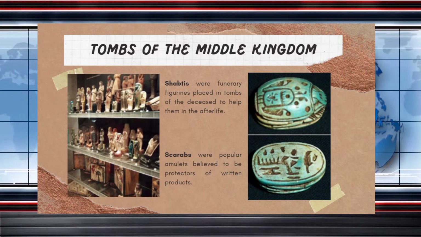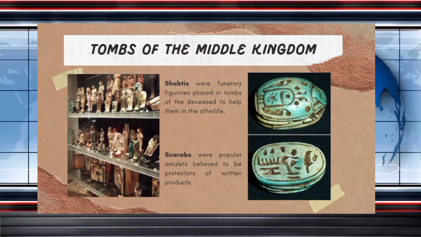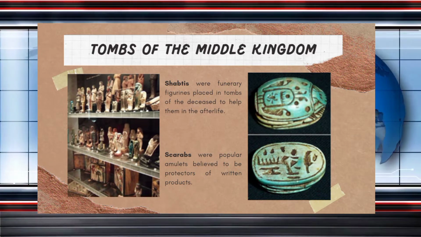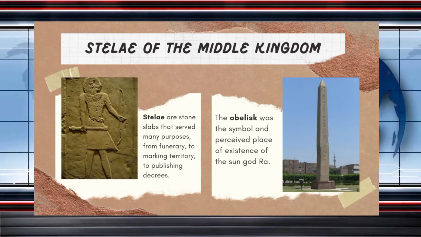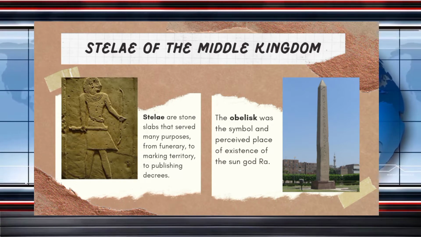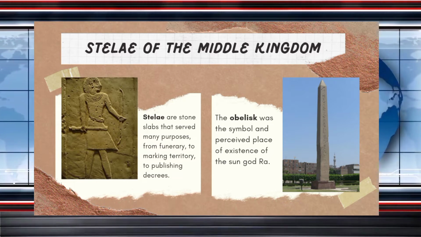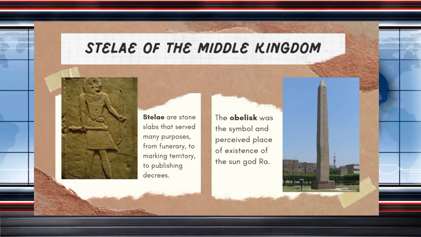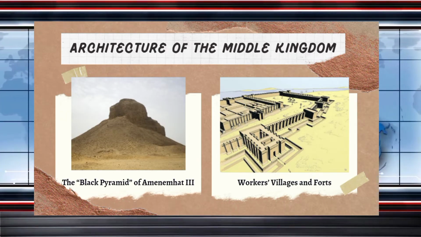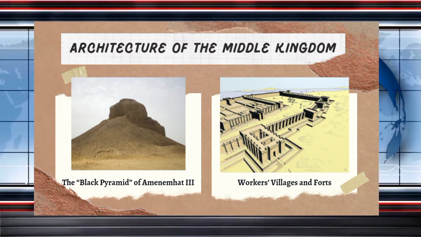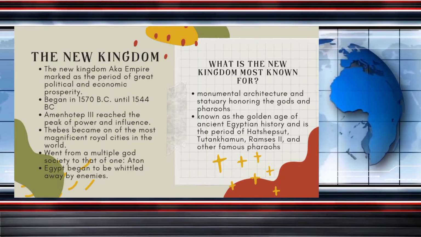Shabtis were funerary figurines placed in tombs of the deceased to help them in the afterlife. Scarabs were popular amulets believed to be protectors. Stelae of the Middle Kingdom. Stelae are stone slabs that served many purposes, from funerary to marking territory and publishing decrees. The obelisk was the symbol and perceived place of existence of the sun god Ra. Architecture of the Middle Kingdom. The Black Pyramid of Amenemhat III, workers' villages, and forts.